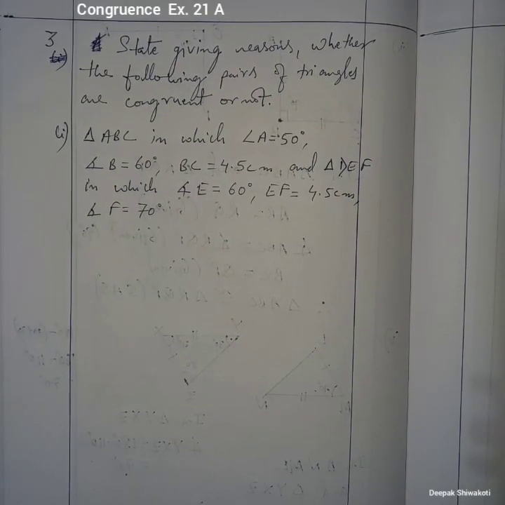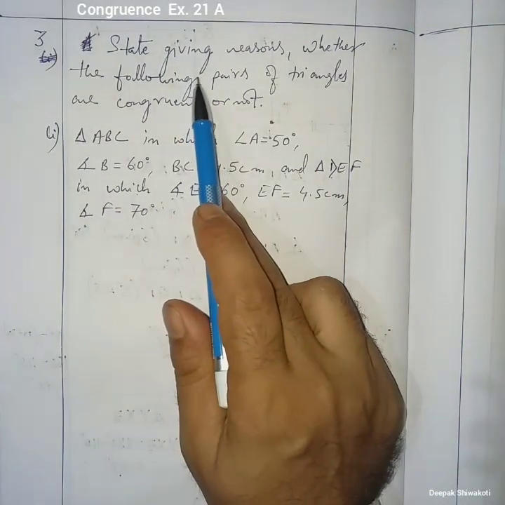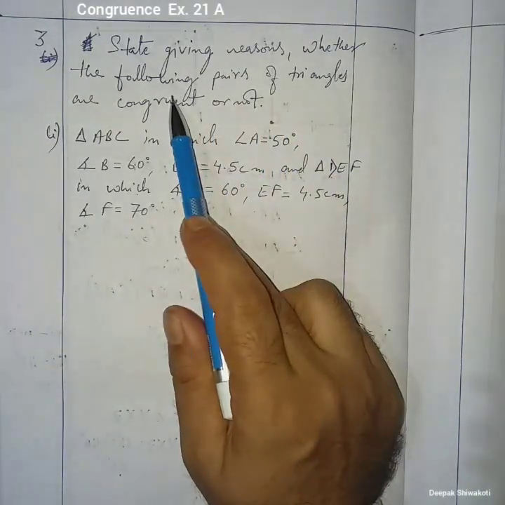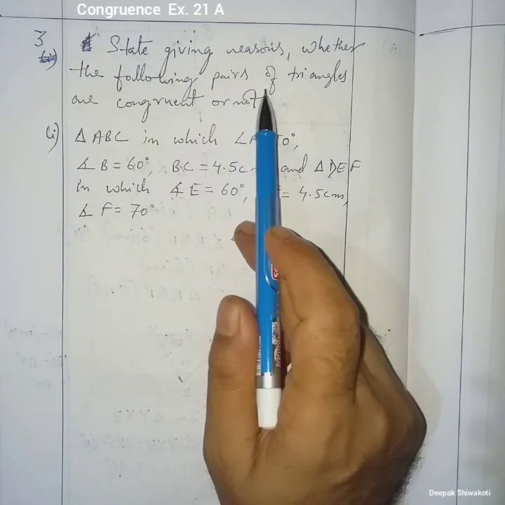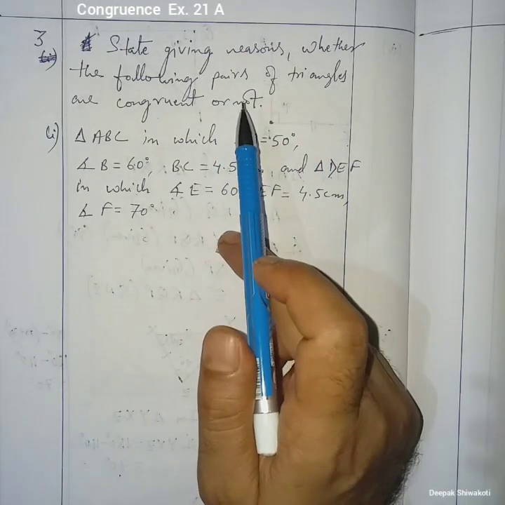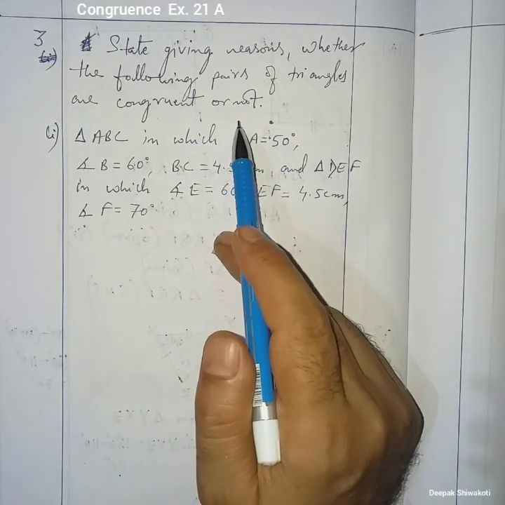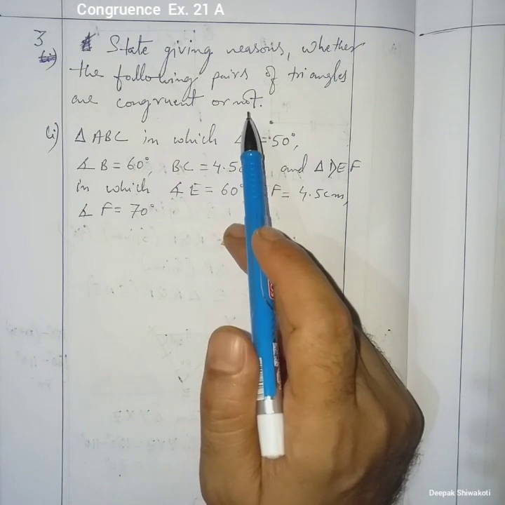Welcome to class 7 mathematics classes. Today we are going to do question number 3 of exercise 21A. Now state, giving reasons, whether the following pairs of triangles are congruent or not. Okay, we have to show whether the given information makes the triangles congruent or not.